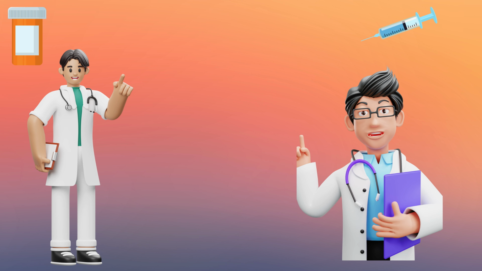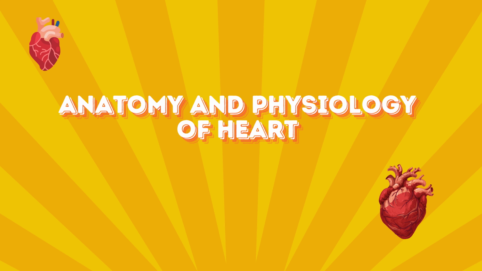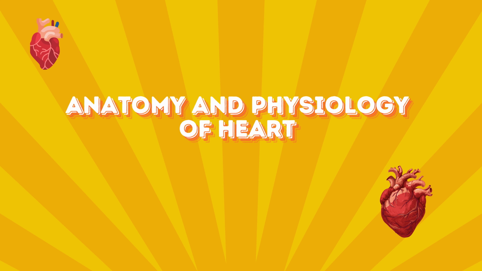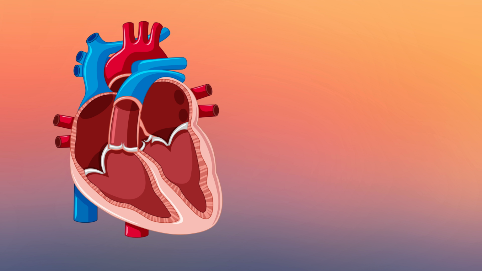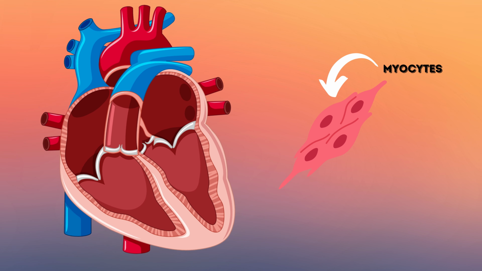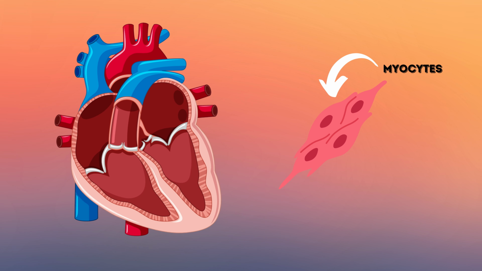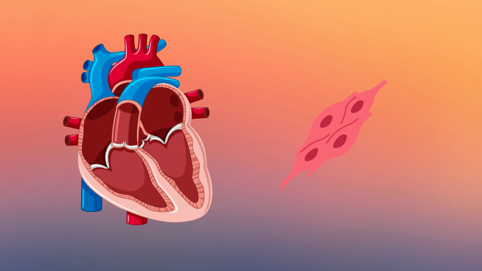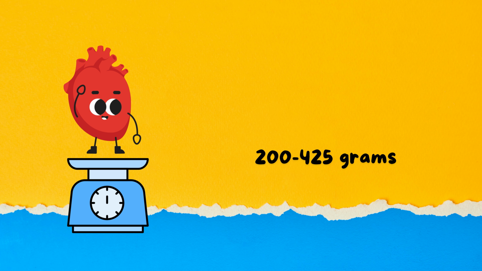We are going to discuss anatomy and physiology of the heart. The heart is a hollow muscular organ made of specialized cells that allow it to act as a pump within the circulatory system. It weighs around 200 to 425 grams and is about the size of a fist.